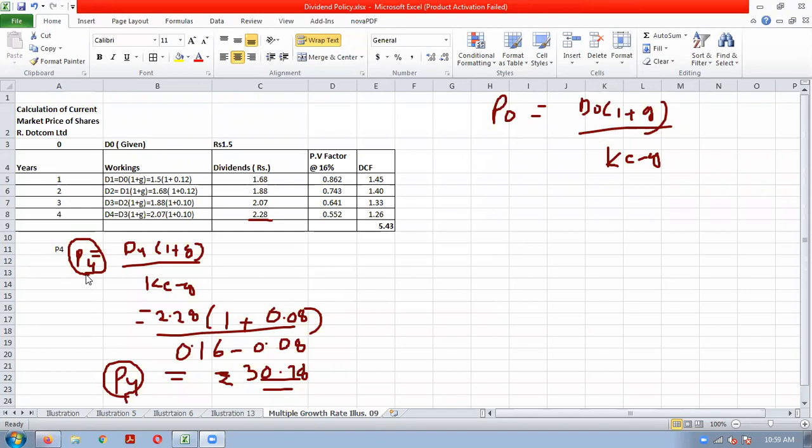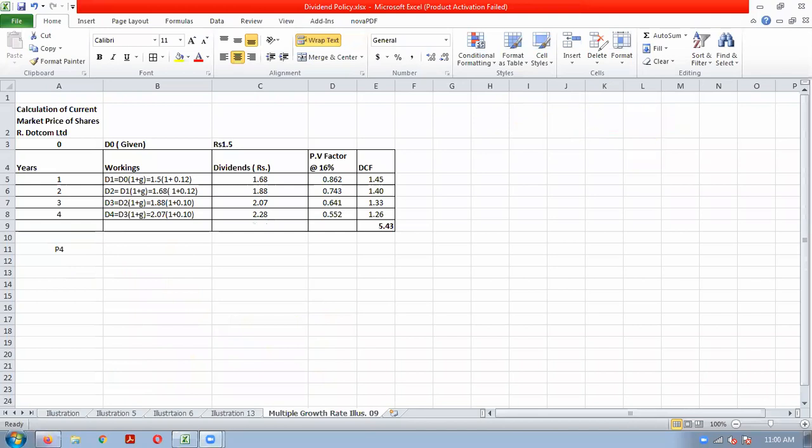So P4 is the price of the share in fourth year, which we have found out using the future dividends. Because in future, the dividend growth rate will remain constant, so we can find out the price of the share using this formula of the Gordon growth model. For P0 we use D0, so for P4 we will use D4. Simple logic. Clear. So what is the price of the share in fourth year? 30.78. Now we will use this data in the table.